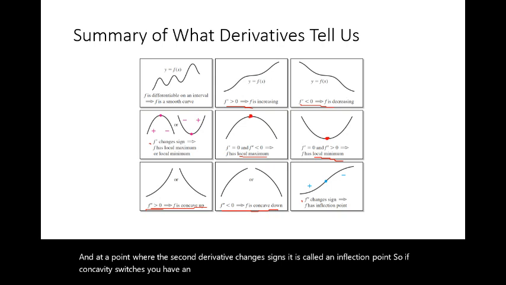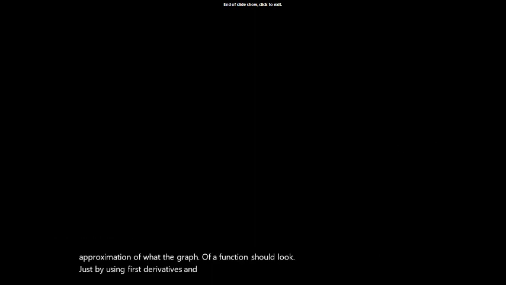So that is kind of a summary of what both the first and the second derivatives can tell us about the graph of a function. In the next section, we're going to be tying this all together to actually, without a graphing calculator, draw a pretty good approximation of what the graph of a function should look like just by using first derivatives and second derivatives. So stay tuned for that.